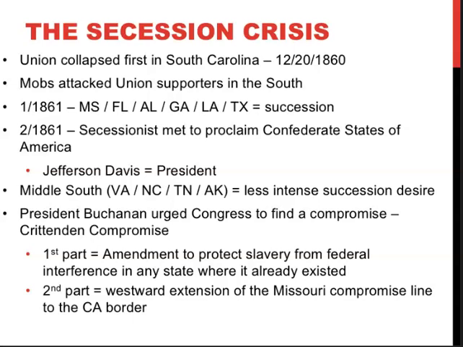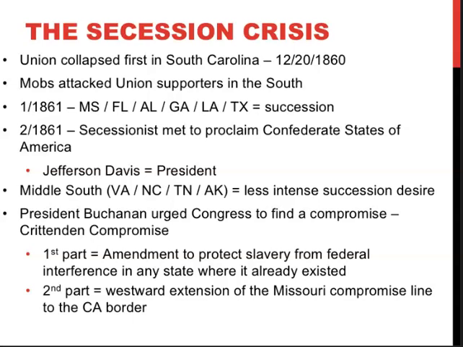In February of 1861, the secessionists met to proclaim the Confederate States of America. So these states left and became literally their own country called the Confederate States of America. They created their own government. They had their own president. That president's name was Jefferson Davis. The Middle South, Virginia, North Carolina, Tennessee, and Arkansas, didn't have as much of a desire to secede as others, but there still was a little bit of a desire among some of the people there.